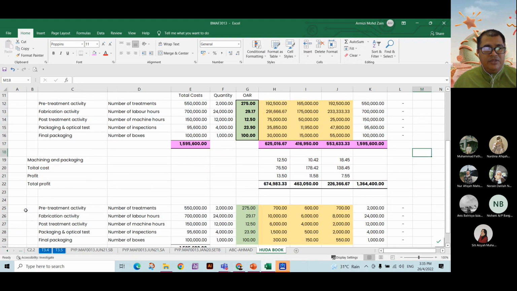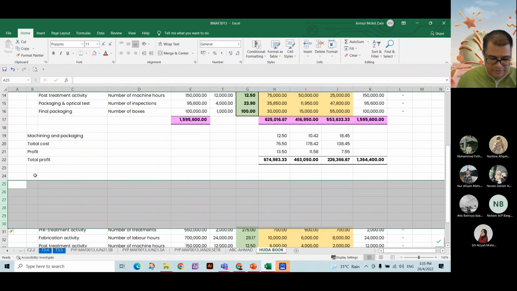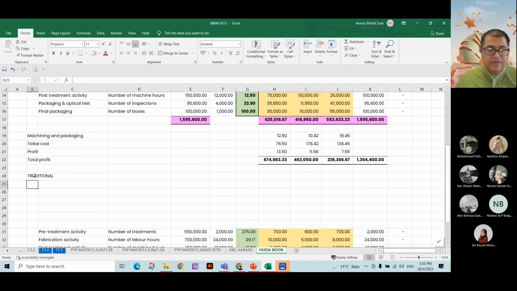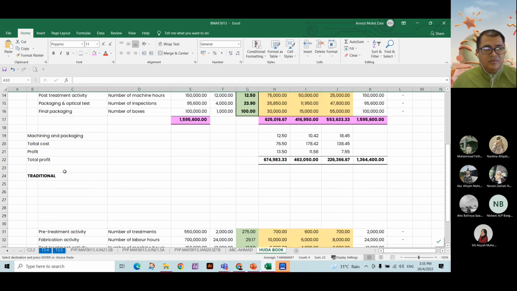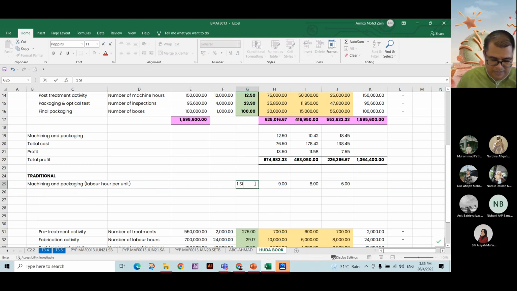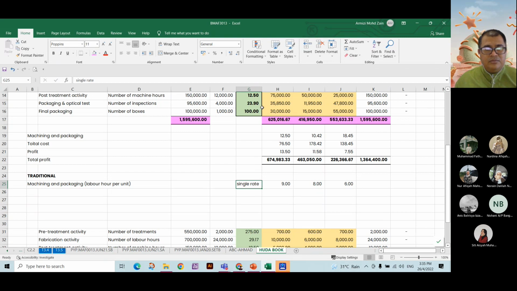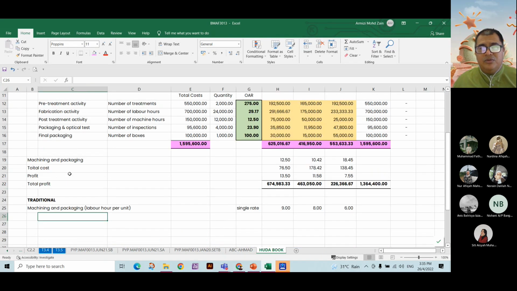Sekarang ni kita cuba tengok kalau dia guna traditional punya. Kalau traditional method dia guna yang ni sahaja. Satu rate sahaja. Ini rate dia. Okay, single rate sahaja dia guna. Okay. Berapa jam untuk yang tadi tu? Ya, berapa jam dia punya ni? Total.